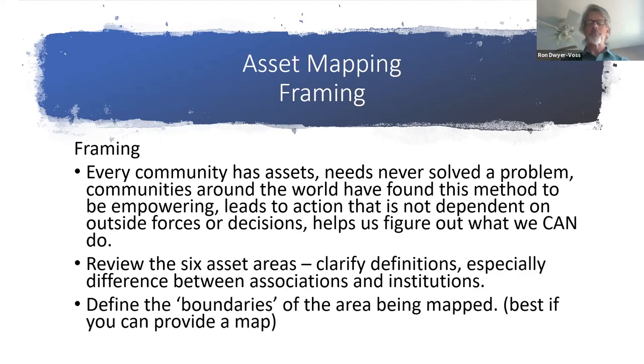You don't have to wait on the government or an agency to do something once you have an asset map. That's reassuring for a lot of folks, that all kinds of communities around the world have done this process. And then reviewing the 6 asset areas and clarifying their definitions. So making sure people understand the difference between institution and association. Residents are filled with assets, the physical environment, the local exchange and economy, and culture and stories.